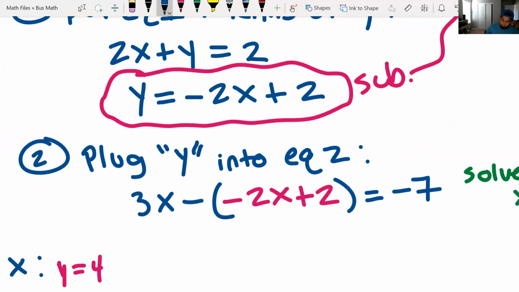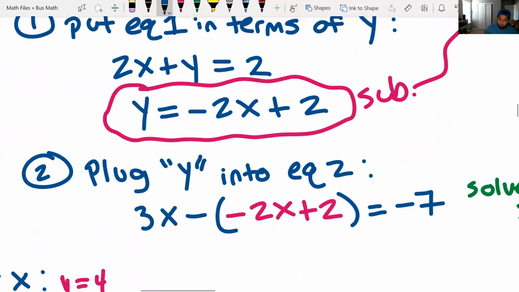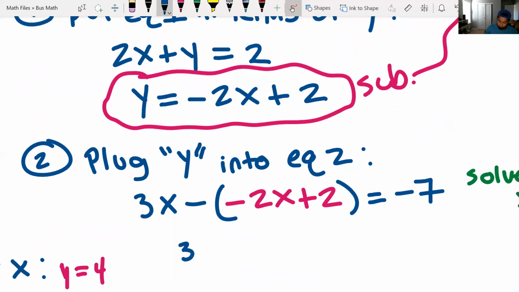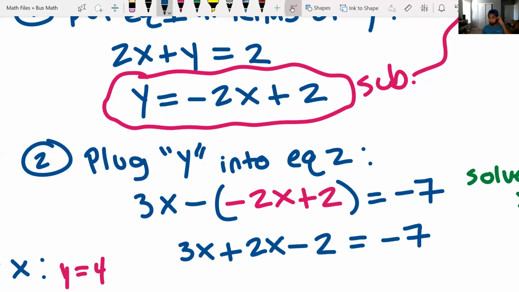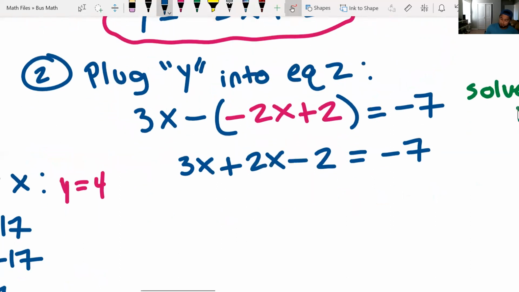All right, so we're going to distribute that negative, which means you'll get 3x plus 2x minus 2 equal to negative 7. Okay? Put it together. 5x minus 2 equals negative 7.